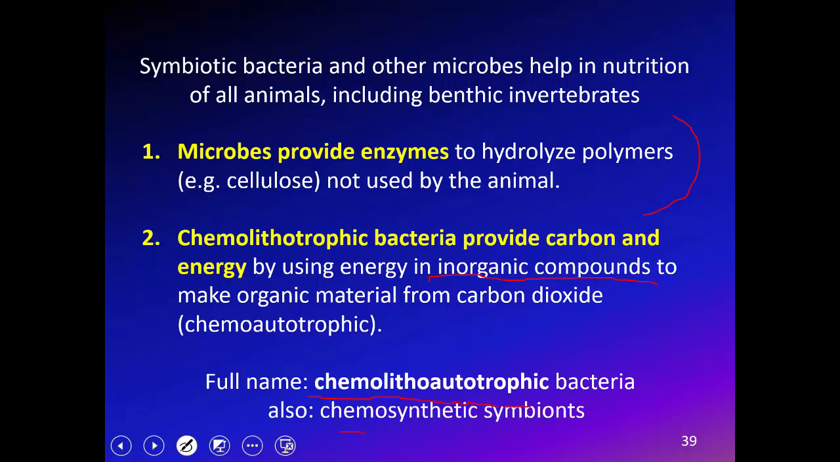Another word that's used for this is chemosynthetic. I think it's not as useful because the word is used in this case for these chemolithotrophic bacteria, but not in this case where the microbe is just helping as much. It's also chemosynthetic, but it's just not doing what these organisms are doing. So the word chemosynthetic is only used to describe these chemolithotrophic bacteria.